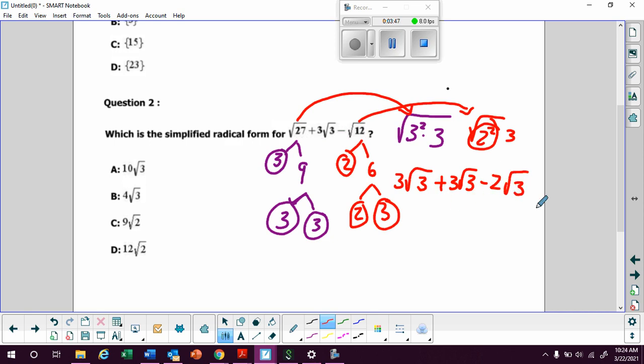So since all three of them have square root of 3 inside the square root, then I can easily combine the coefficients, which is 3 plus 3 is 6, 6 minus 2 is 4. So the answer would be 4 square root of 3. Because I'm adding 3 plus 3 is 6, minus 2 is 4.